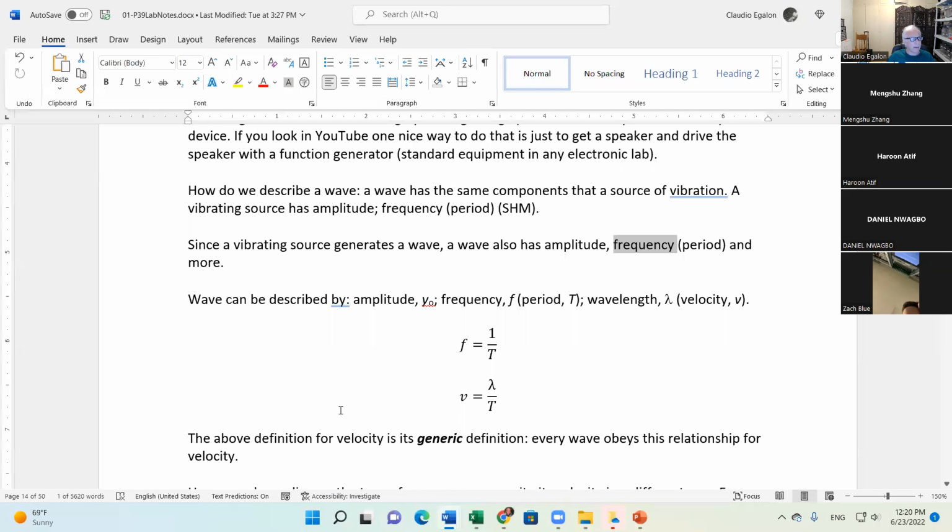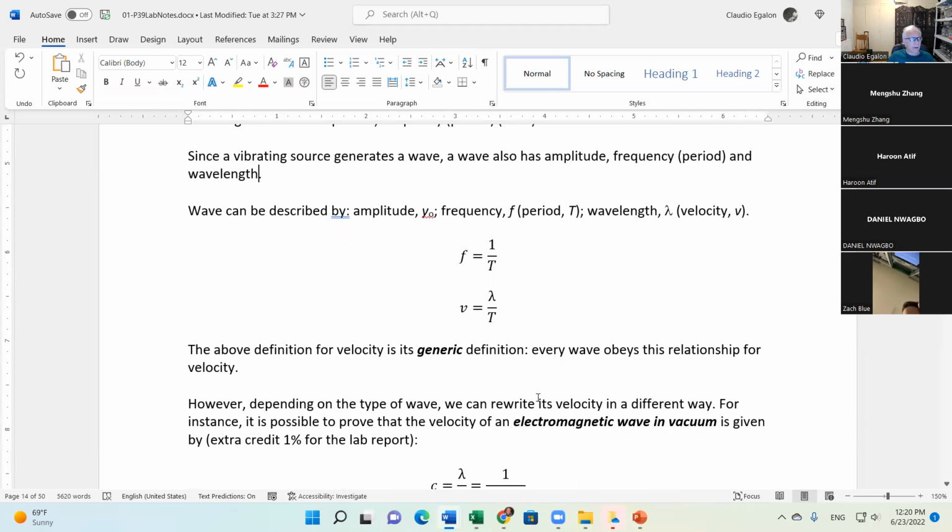I mentioned that in the class. And this more is going to be the wavelength. Everything else is going to be a combination of those three parameters: amplitude, frequency, and wavelength. Velocity is going to be a function of wavelength and frequency. Period is a function of the frequency as well.